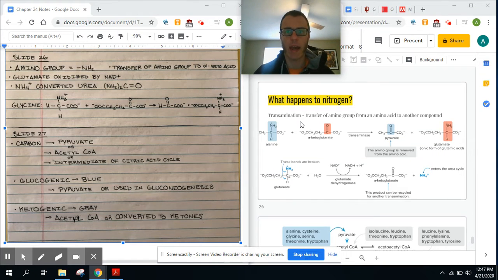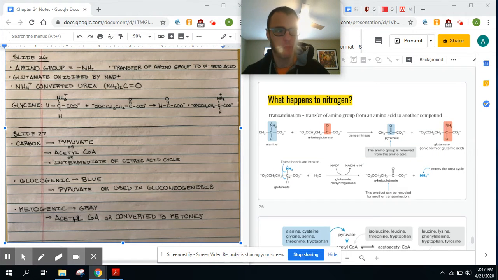All right, guys. So what happens to nitrogen? Well, what we get is this transamination, which means we have a transfer of an amino group from an amino acid to another compound. And that's where this alpha ketoglutarate comes in. The NH3 is moved over. It's now on the glutamate ion, and this becomes pyruvate.